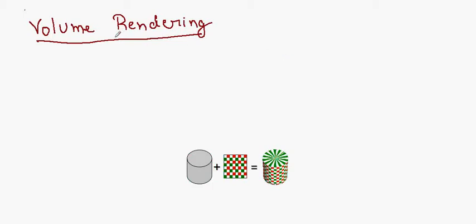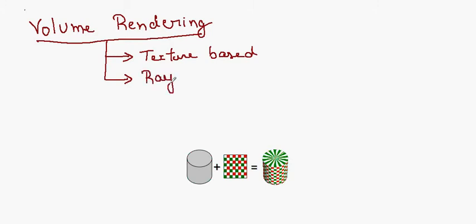In this video I'll be talking about volume rendering, and in specific I'll be talking about two volume rendering algorithms. One is the texture based volume rendering algorithm, and the second one is the raycasting algorithm. First let's see what is volume rendering, and then what is a texture based volume rendering algorithm and a raycasting algorithm. So what is basically volume rendering?